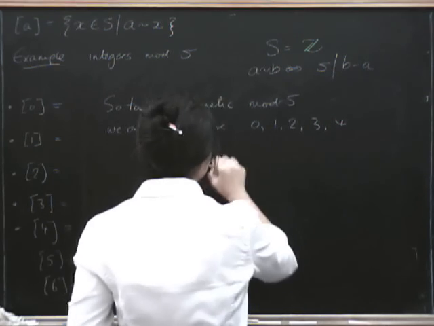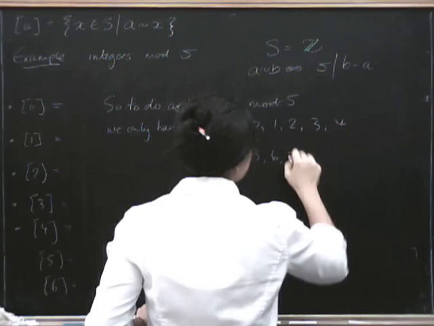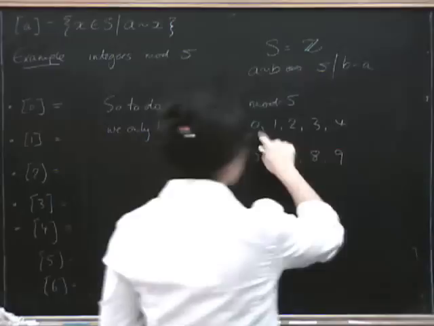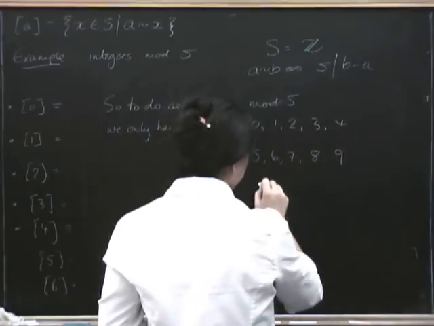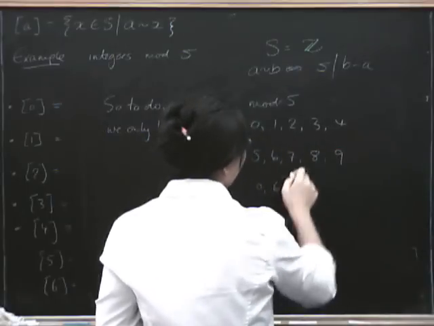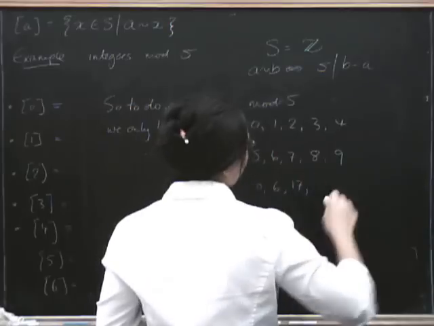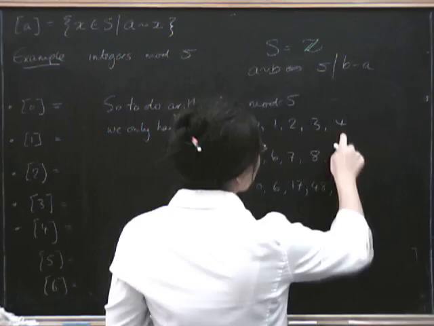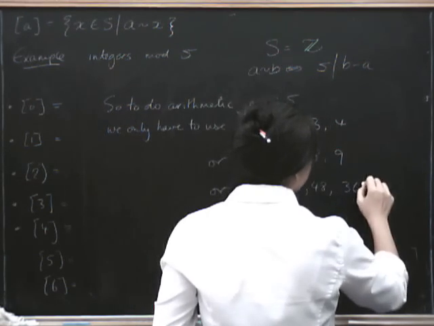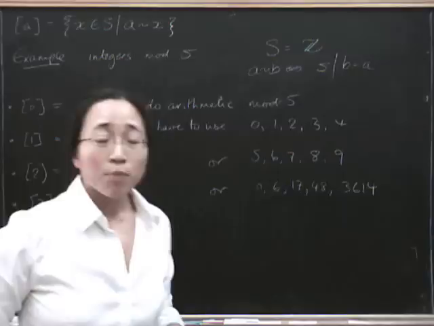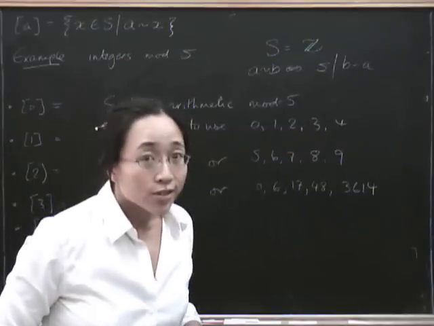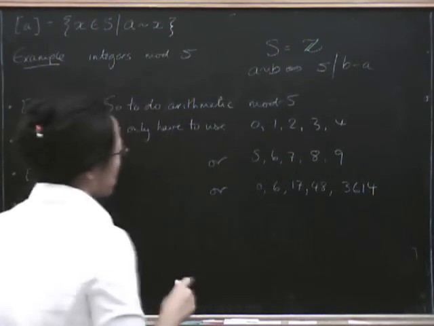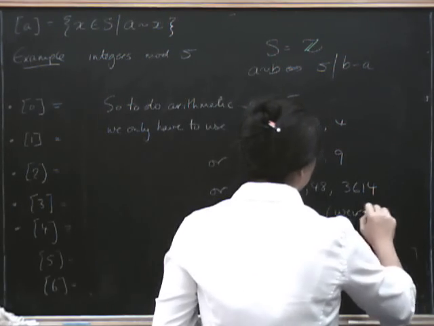But we could use 5, 6, 7, 8, or 9. Or if we were really weird, we could just pick any old numbers as long as one was equivalent to each of these. So we could use 0 for 0, and then we could use 6, and then we could use 17, and then we could use 48, and we could use something that's equivalent to 4, 3,614. Which would work perfectly fine. It would just be very, very strange. Of course, none of us is very, very strange, so we're not going to do that.